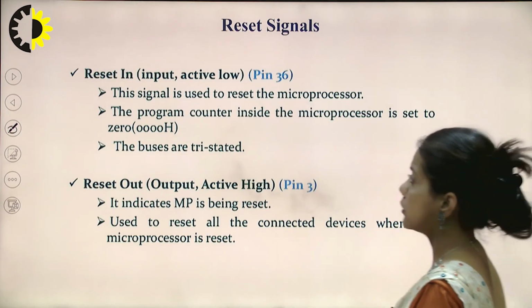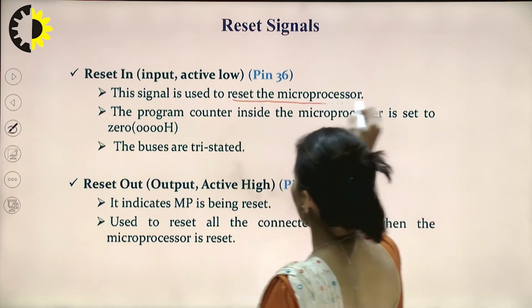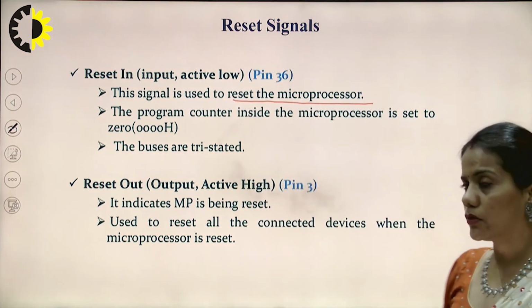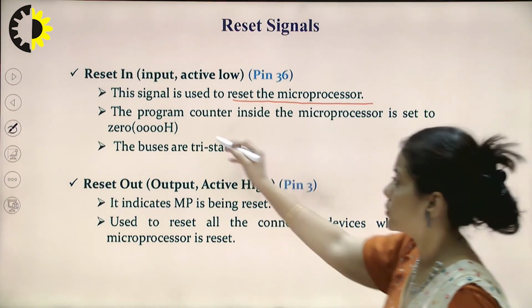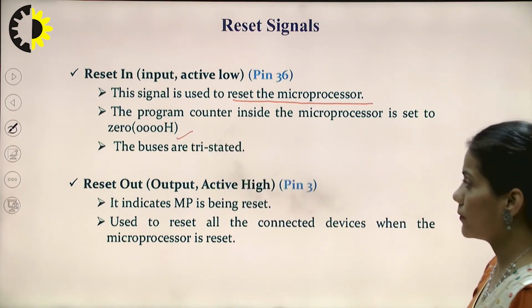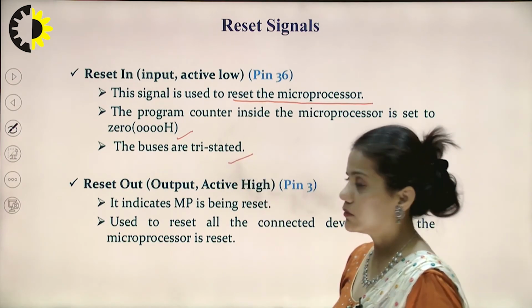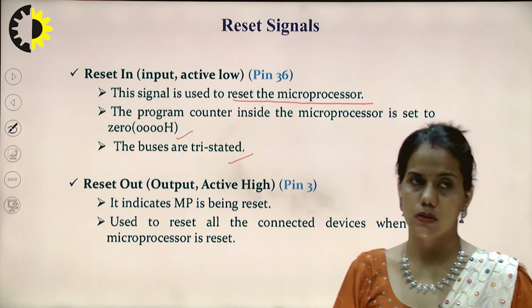Reset in is the active low input pin. It is used to reset the microprocessor, and on the resetting of the microprocessor the program counter, that is the PC, is set to 0000H. Buses are tri-state. This is the condition after the system is reset.